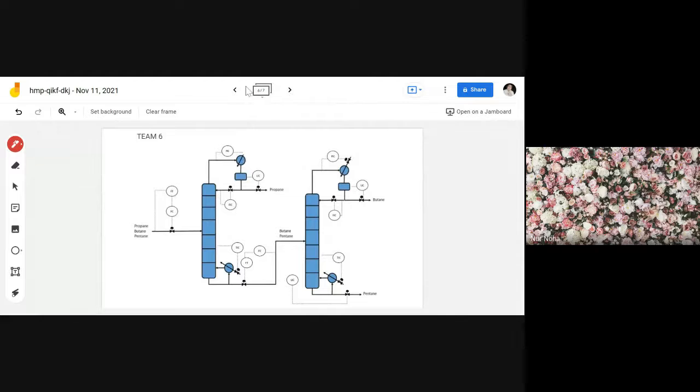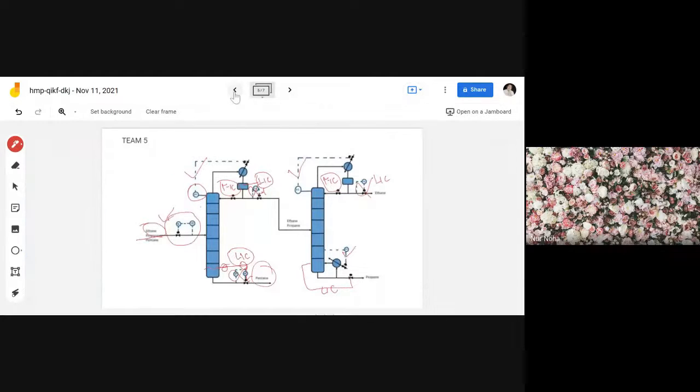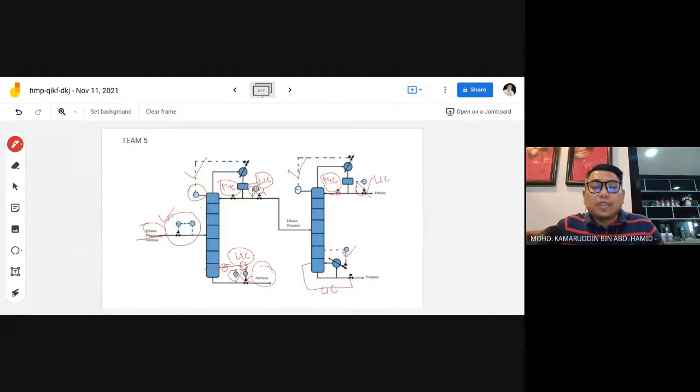Doktor, jap. Untuk FIC yang dekat bahagian reflux, dia kena connect dengan condenser ataupun connect dengan column? Ni kan flow sahaja ni. You flow control stream ni. You control the flow rate. Stream ni dengan stream ni adalah flow controller. Flow rate controller. Okay. That is the basic.